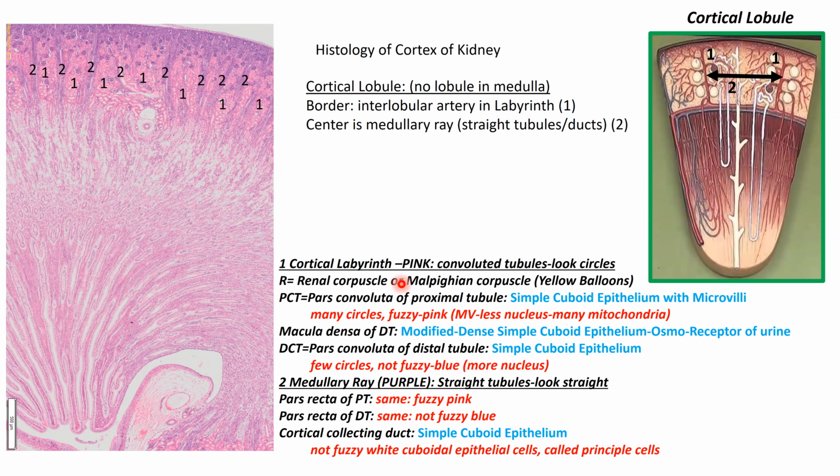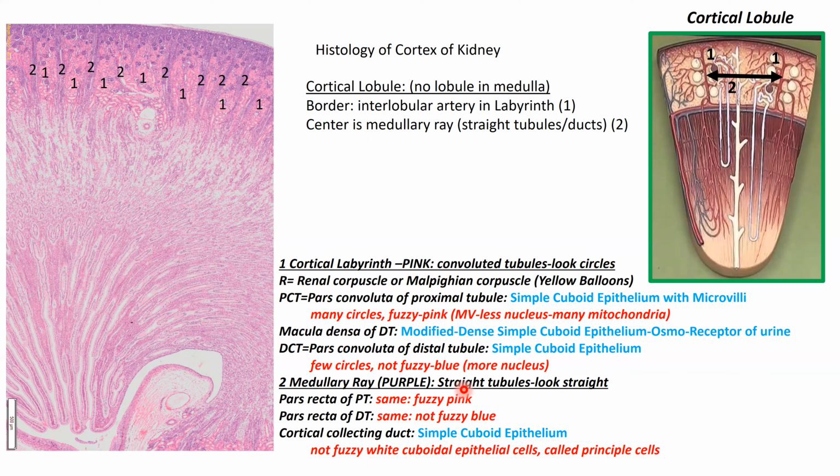The cortical labyrinth, labeled with number 1 and pink on the microscopic slide, has the convoluted tubules. These tubules look like circles on the microscopic image. These are the 4 structures we're going to analyze in number 1, the cortical labyrinth: renal corpuscle, pars convoluta of the proximal tubule, macula densa of the distal tubule, pars convoluta of the distal tubule.